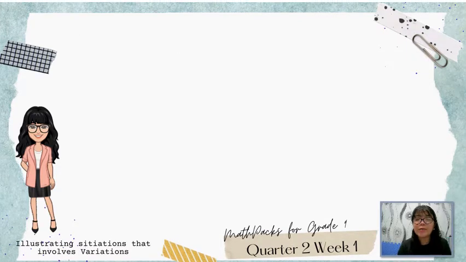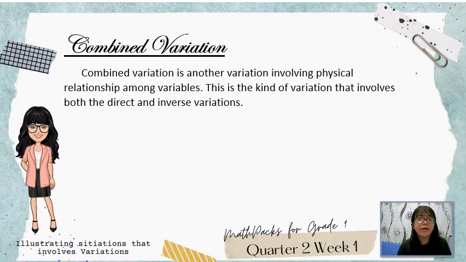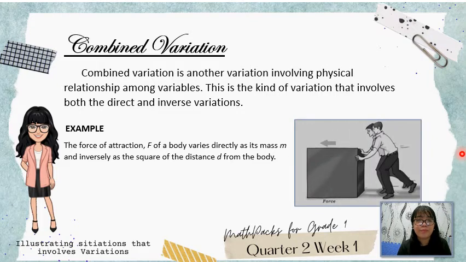Let us proceed with the last variation, the combined variation. Combined variation is another variation involving physical relationship among variables. This is the kind of variation that involves both the direct and inverse variation. Again, this is the combination of the direct and inverse variation. So let us have an example. The force of attraction F of a body varies directly as its mass m and inversely as the square of the distance d from the body.